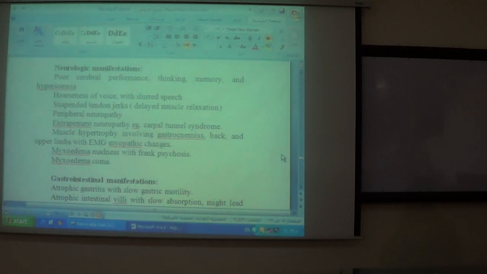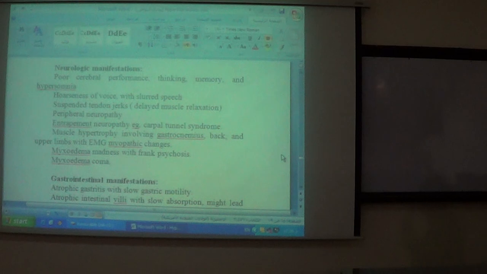Hoarseness of voice with slurred speech. Hoarseness is due to deposition of mucopolysaccharide or glycosaminoglycan tissue in the larynx and over the vocal cords. We have thickening of the lips and thickening of the tongue. All of these, with weakness of the muscles, lead to slurred speech. Slurred means monotonous with a slow rate of words spoken by the patient, and in the same tone, there is no rise, no fall, the same tone. Tedious.